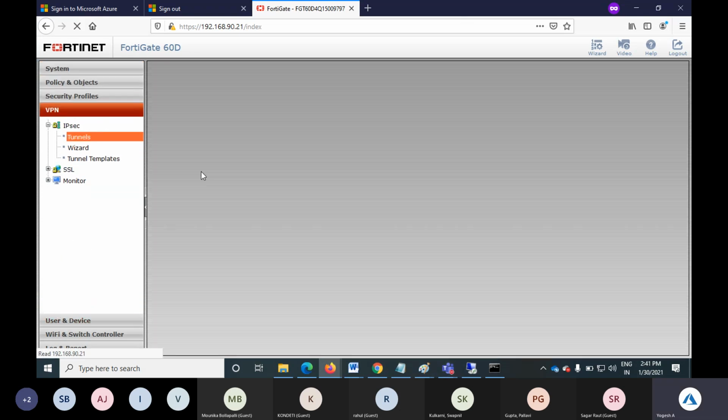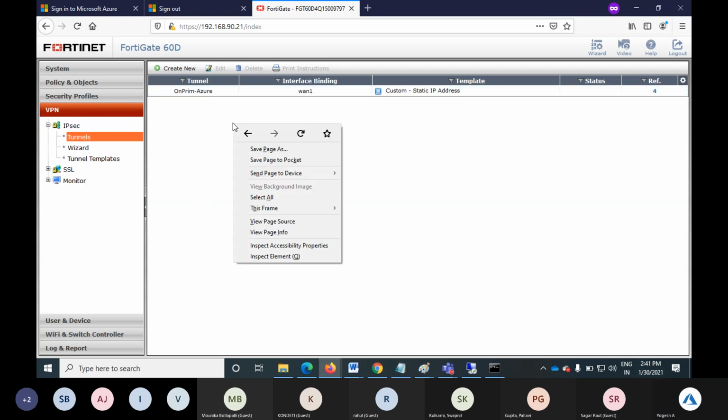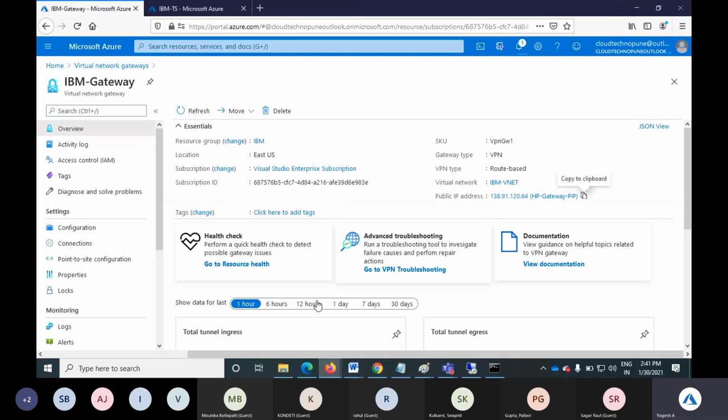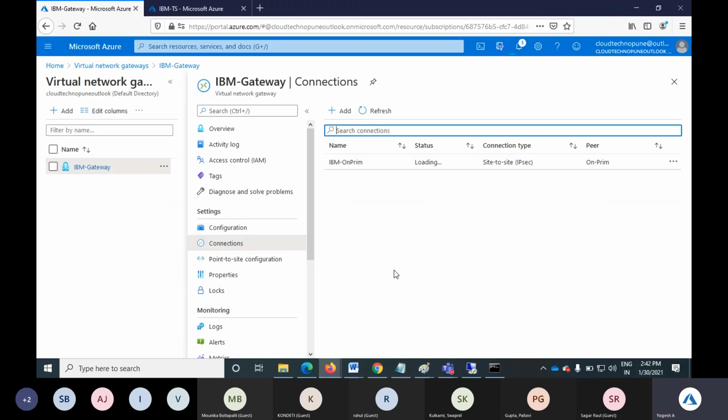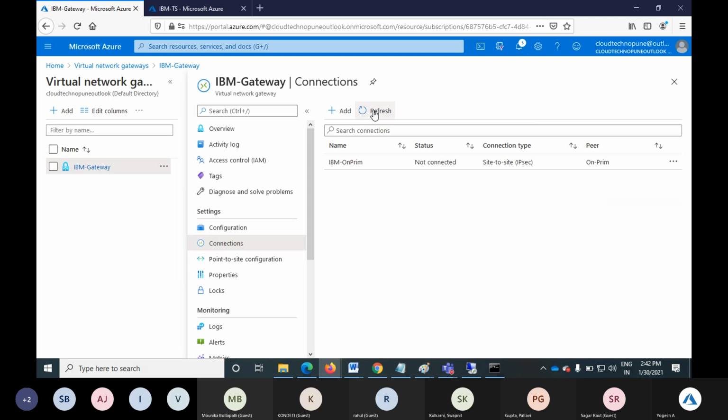Okay, now let's go into the VPN option. From the IBM side also we can check the connection status. Still it is showing not connected. Okay. So it will take some time to create a tunnel. So refresh it.